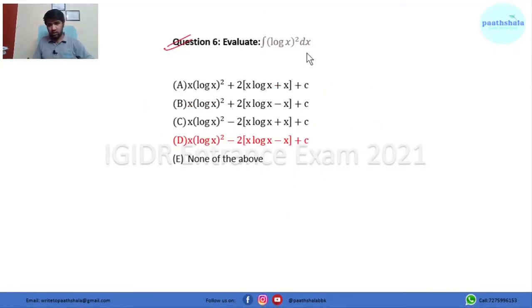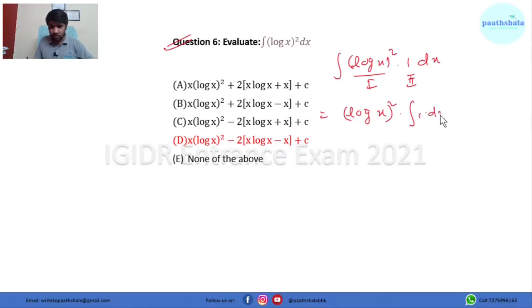So in this question, we are going to follow the ILATE rule, and by ILATE rule, we have log x whole square into 1 dx. So this will be treated as first function, and this will be treated as second function. Now we'll apply the rule of integration by parts. So this will become first into integration of second function. So this is 1 into dx minus d/dx of first, so this will be 2 log x upon x, and integration of this 1 dx will come out to be x. Okay, so x and x get eliminated.